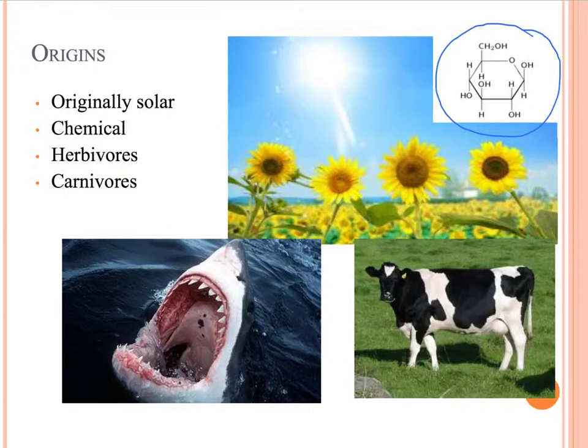The first organisms to benefit from this glucose, apart from the plants themselves, are the things that eat the plants. And things that eat plants are generally called herbivores. Herbivore literally means plant eater, herb meaning plant, vor meaning eating.